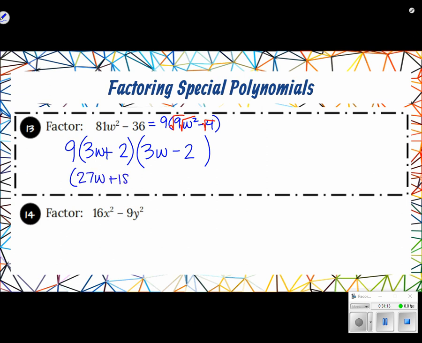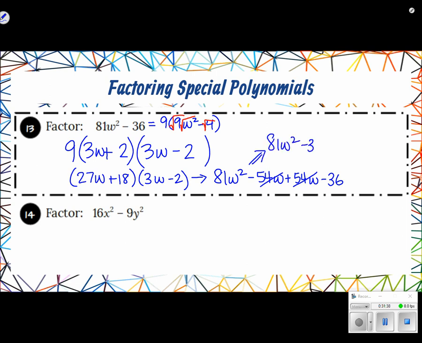27w plus 18. And that's going to become 27 times 3, that's 81w squared. 27 times 2 is negative 54w, plus 54w, minus 36. These guys cancel, leaving behind 81w squared minus 36.